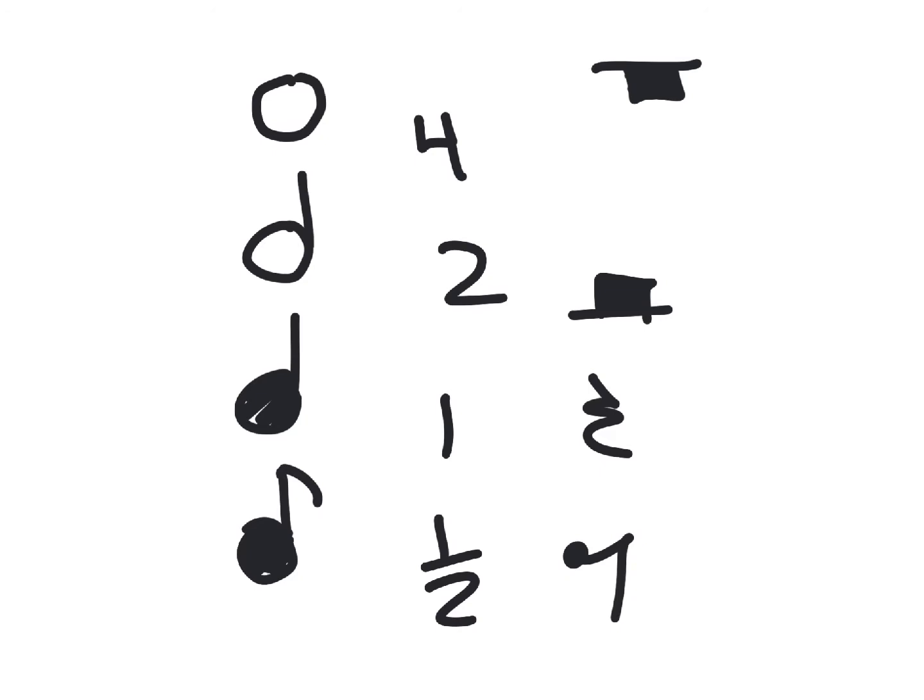So here we have those kind of notes that we know fairly well. We have the whole note, whole rest, 4 beats, half note, half rest, 2 beats, quarter note, quarter rest, 1 beat, and our 8th note, 8th rest, half a beat. So the only thing that we need to really expand upon today is just 2 kinds of dotted notes.